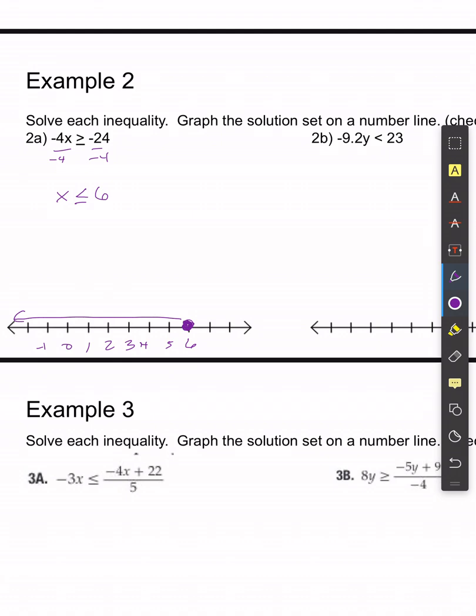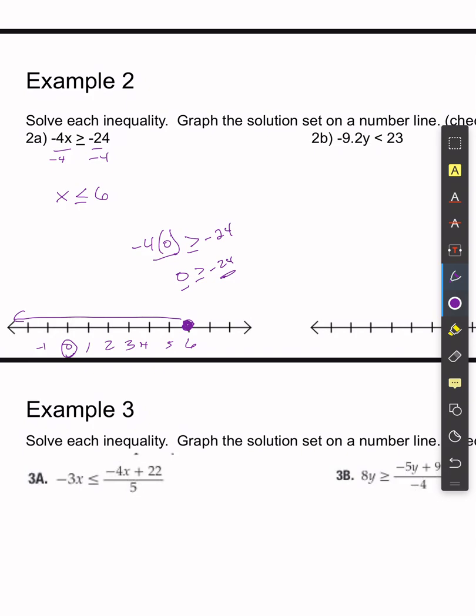It's always a good idea to test this. We can choose any value we want here. I like to choose 0 because it's easy. So if I plug a 0 into our original problem, let's see if it makes sense. Negative 4 times 0. Is that greater than or equal to negative 24? When I do this out, I get 0. Is 0 greater than or equal to negative 24? Yes. I would rather have $0 than be in debt $24, right? So there's a way to check yourself.